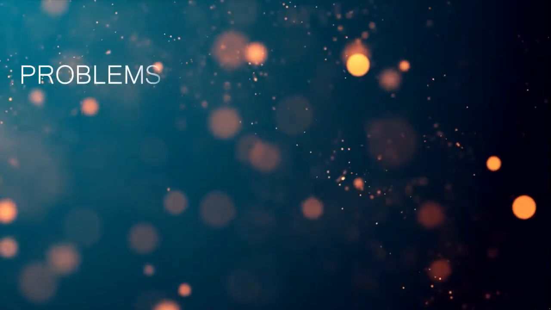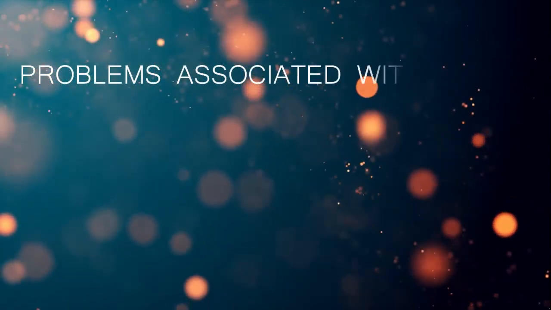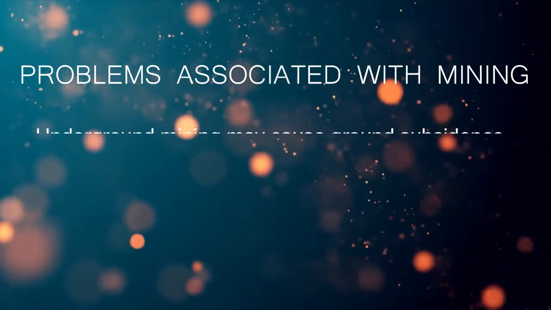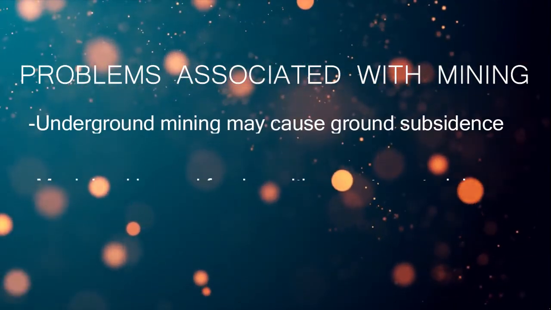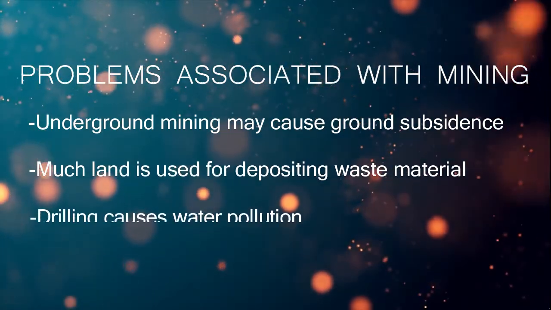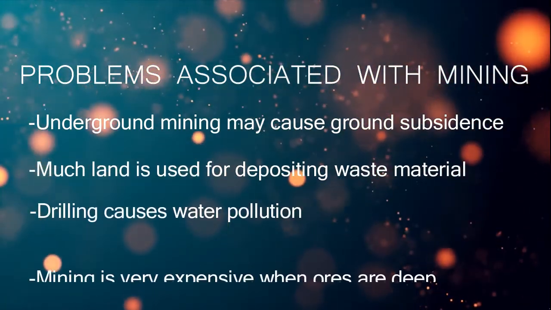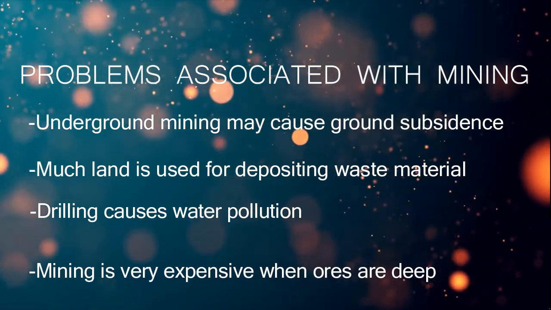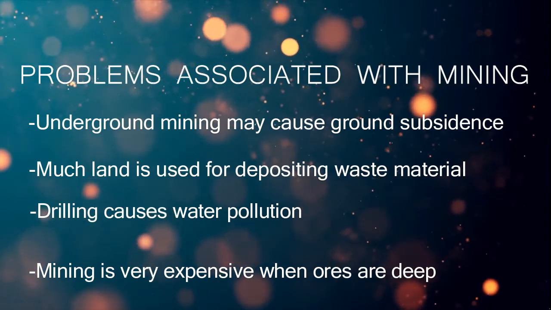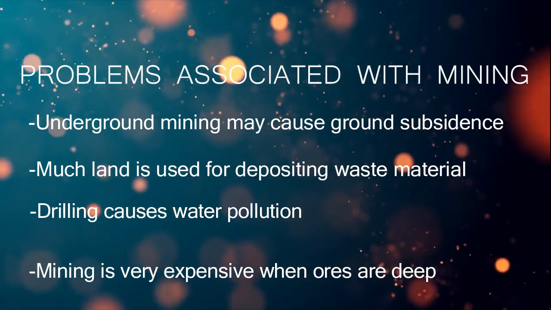However, we want to understand that underground mining may cause some problems, for example, ground subsidence, and often people die when the roofs of adits collapse. Much land is also used as waste deposits, which limits land available for other activities. Oil and gas drilling may cause water pollution and death of aquatic animals such as fish.